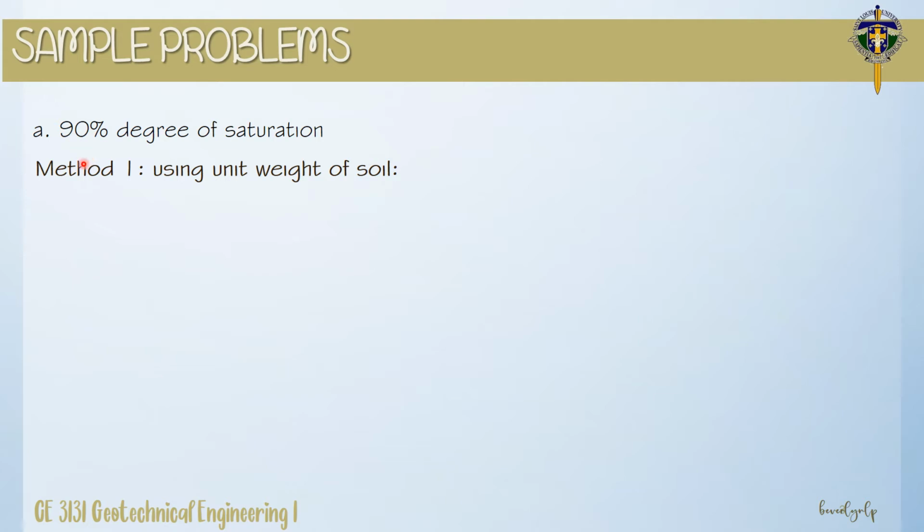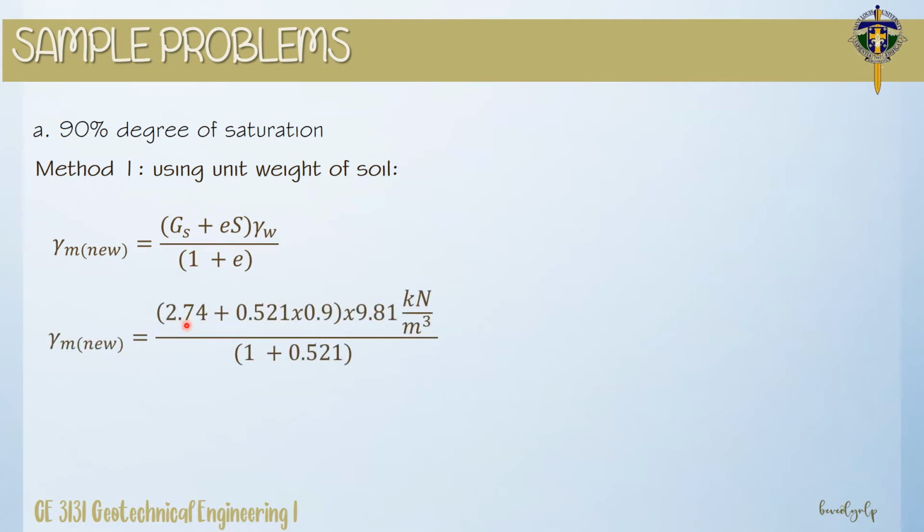Okay, so this time, considering 90% degree of saturation, by the way, we will be presenting two methods. Method 1 is using the unit weight of soil. So let us first solve the moist unit weight of the soil considering now the 90% degree of saturation. So substituting this equation, that becomes the specific gravity 2.74. This is given in the problem a while back, and then plus the void ratio. The void ratio is, we were able to solve this.